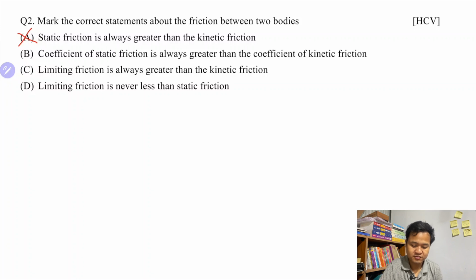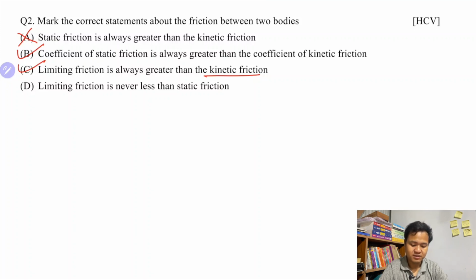Second option, the coefficient of static friction is always greater than the coefficient of kinetic friction. I have explained this already. It is correct. Option C, limiting friction is always greater than kinetic friction. Kinetic friction, compared to the limiting friction, is lesser because on sliding the contact forces decrease, at a microscopic level.